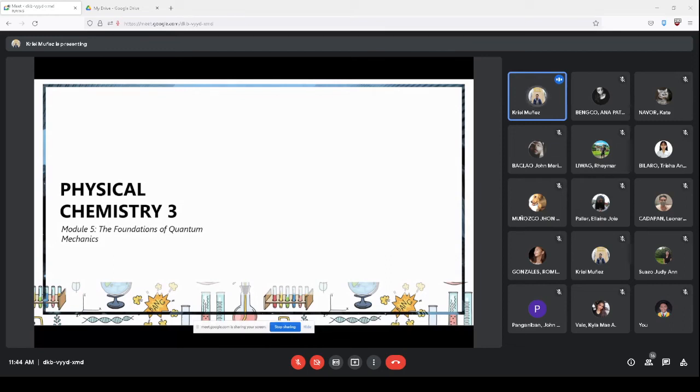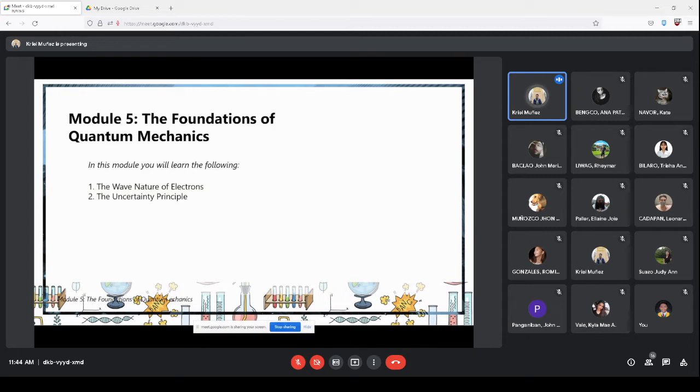Actually, maikli lang naman siya since we only have two subtopics for this one, same as Module 4. So for Module 5, we have the foundations of quantum mechanics. Hindi pa rin tayo makasimula ng quantum mechanics. Ang foundation pa din pala siya. Now, we have the wave nature of electrons and then the uncertainty principle.